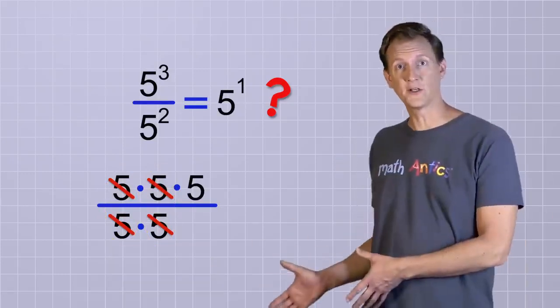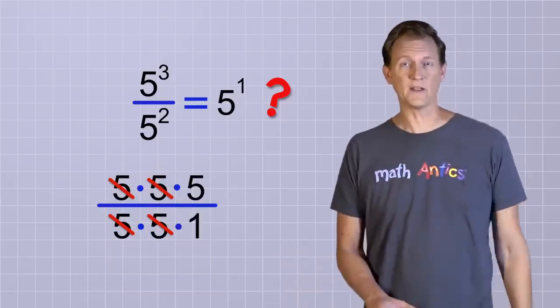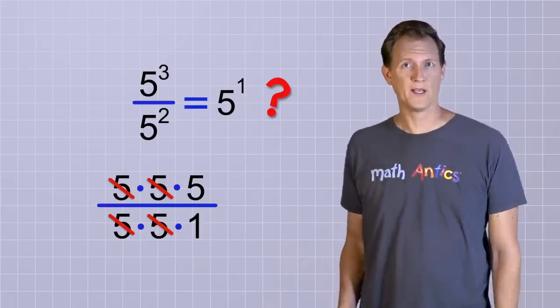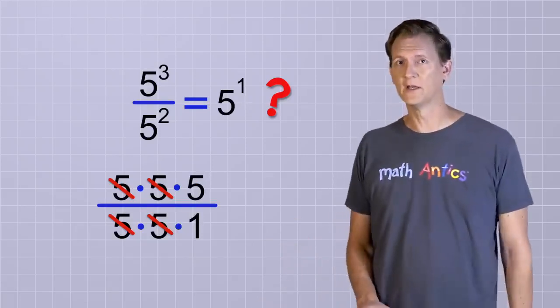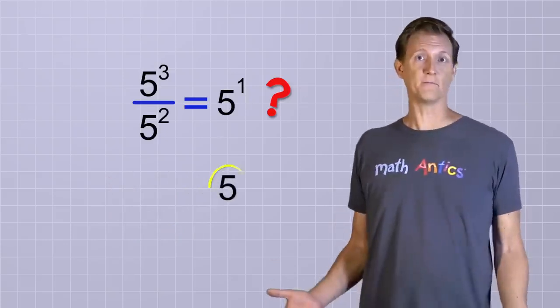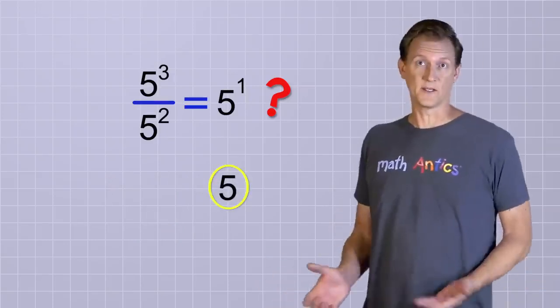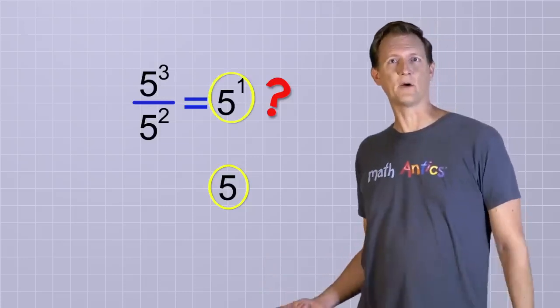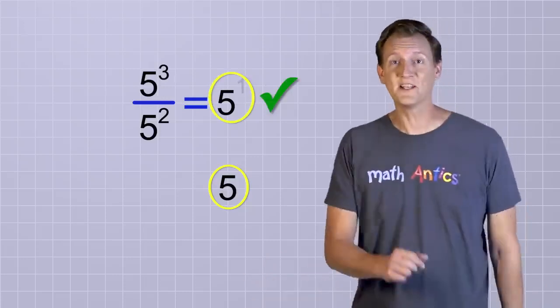Well, all the factors on the bottom canceled out, which leaves 1 since there's always a factor of 1. And there's only one 5 left on the top. So our expression simplified to 5 over 1, or just 5. Following our law, we got a simplified version of 5 to the first power, which is also just 5. So it really did work.